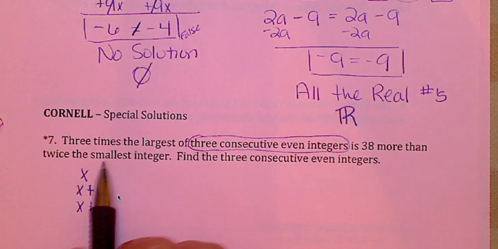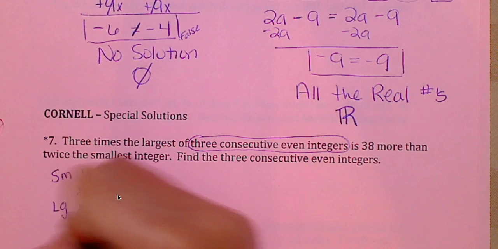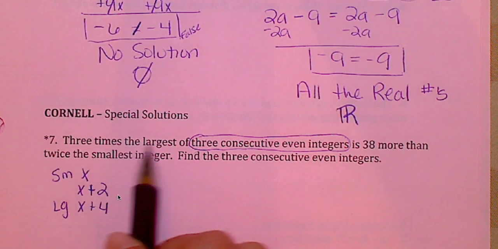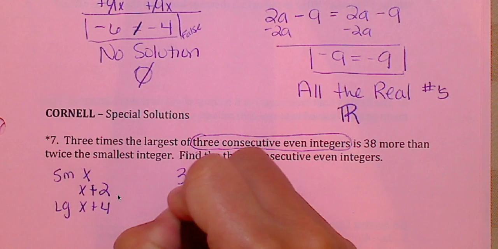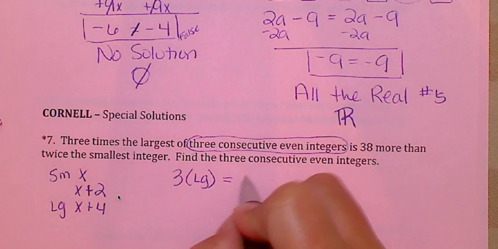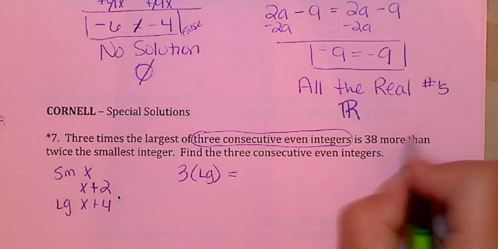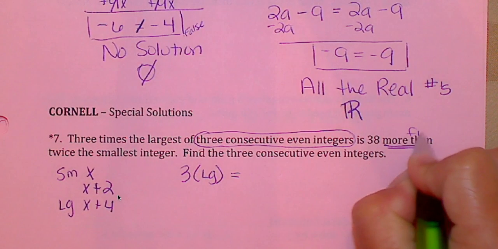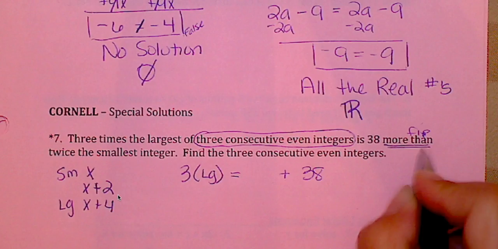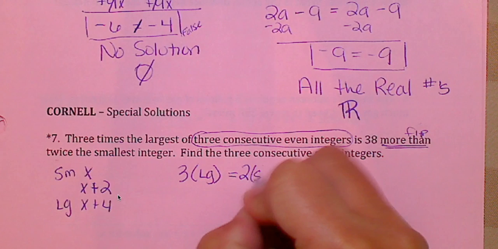Now it's talking about the large and the small. So let's call this one the small, and this one is, of course, the large. Now, it says 3 times the largest. So 3 times the largest is, now, it says 38 more than, twice the smallest. Now it says more than, so we have to flip that over. I'm going to write backwards. 38 more than twice the smallest integer, twice the small.